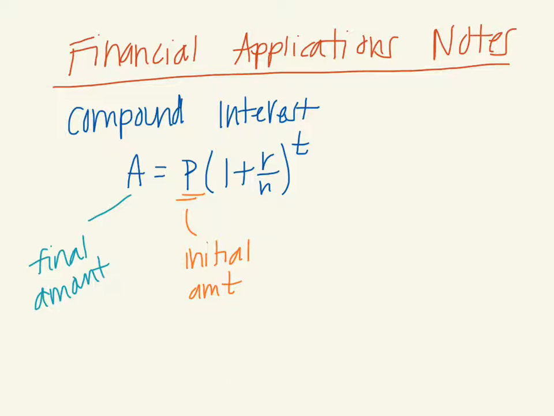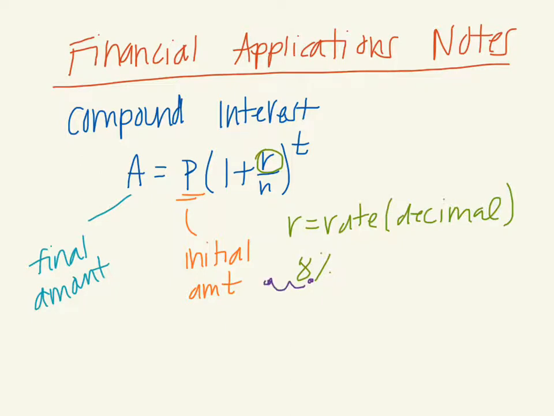The next thing, the R is the interest rate that you have, and that's always written as a decimal. So if you're getting 8% interest, you're not going to put 8 into the equation for R. To change this into a decimal, you move the decimal point back 2. So what you would use for R would be 0.08. It's a really easy thing to overlook, but it's super important.